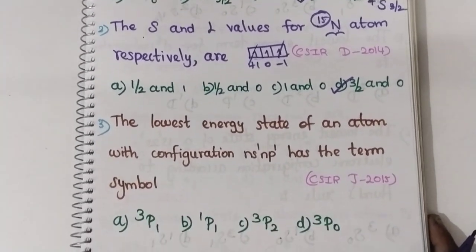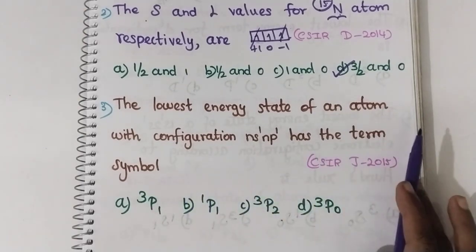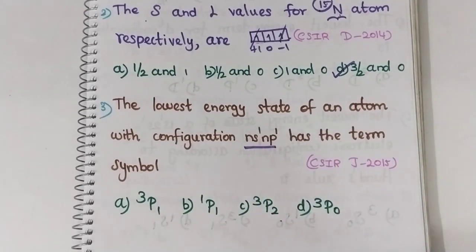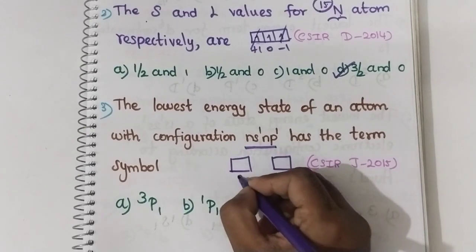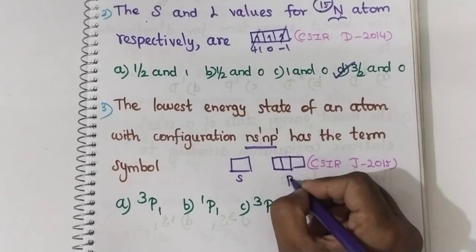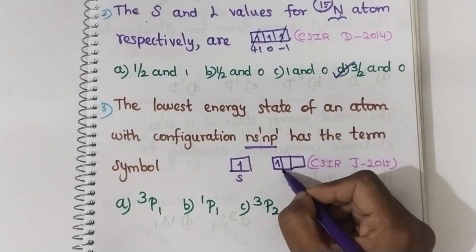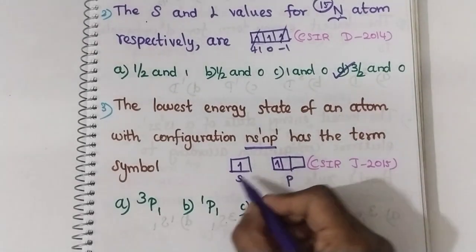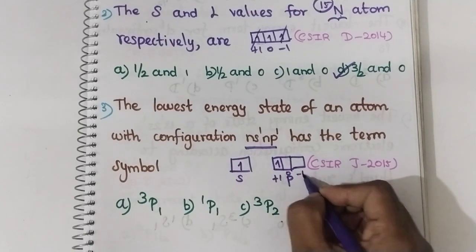Next, this question has been asked in June 2015. The lowest energy state of an atom with configuration ns1 np1 has the term symbol. ns1 np1: this is the s orbital and this is the p orbital. So only one electron is present in the s orbital and one electron is present in the p orbital, right? So what will you do? You have to sum up all the values. See, in this case, the L values here are plus 1, 0, minus 1, right?